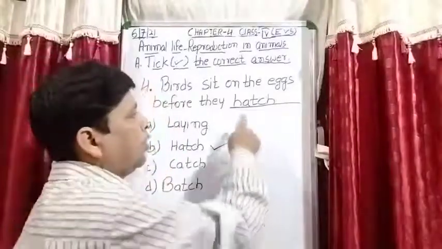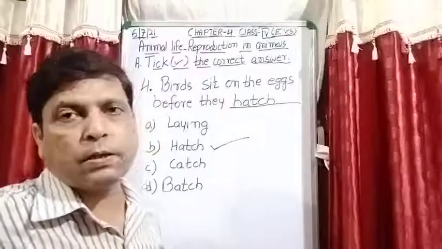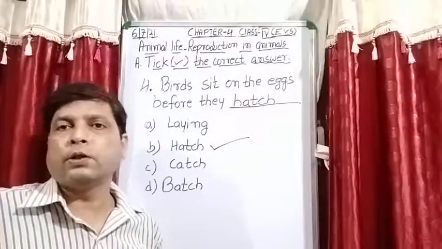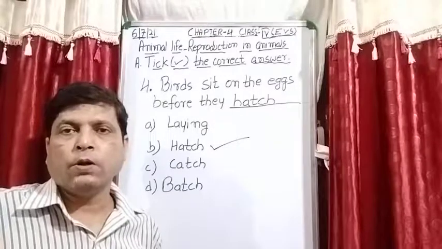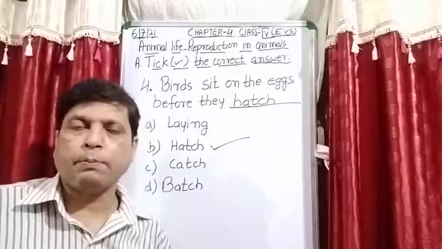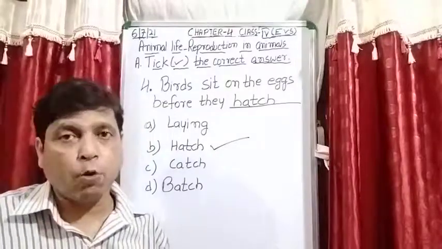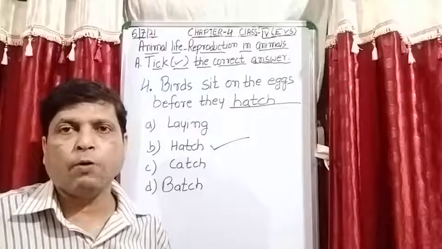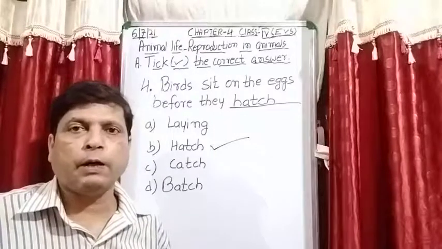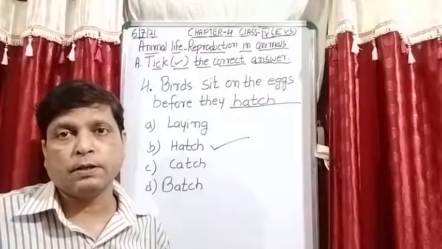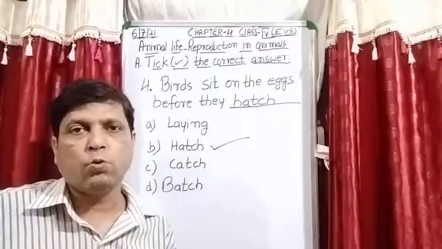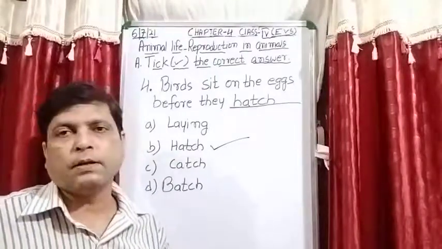I have already explained that this process is known as the incubation period, when the bird sits on the eggs to hatch them. The purpose of sitting is to keep the egg warm, and due to the warmth of the egg, there is growth of their young ones. Is it clear? That is, a bird sits on the eggs to hatch the eggs.